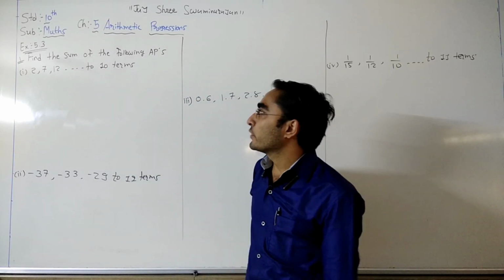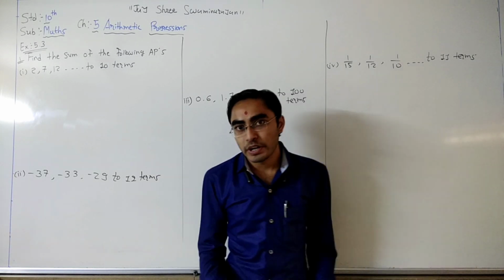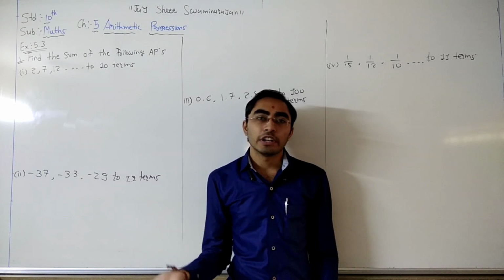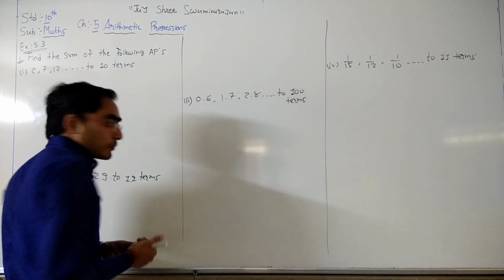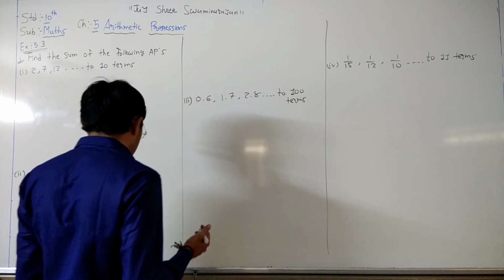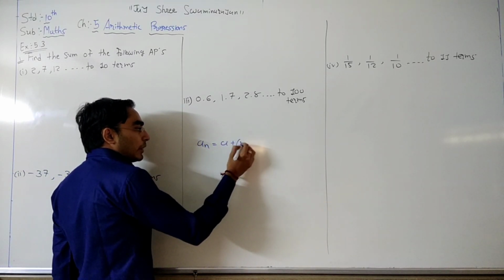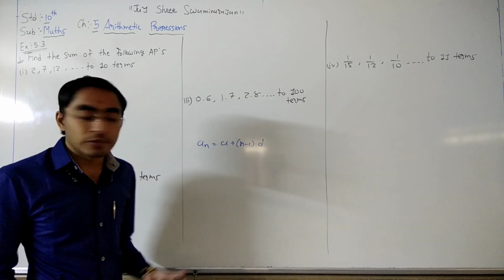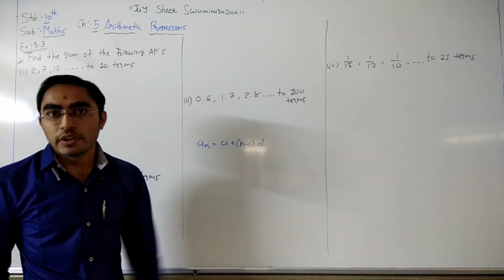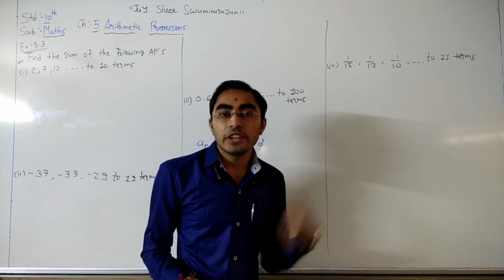In previous exercise 5.2, we just found the nth term. That means the third term, 17th term, 31st term. If we want to find a term, we can use the formula a plus n minus 1 d. If we want to find the 25th term, a25, by using this formula you can find the nth term.